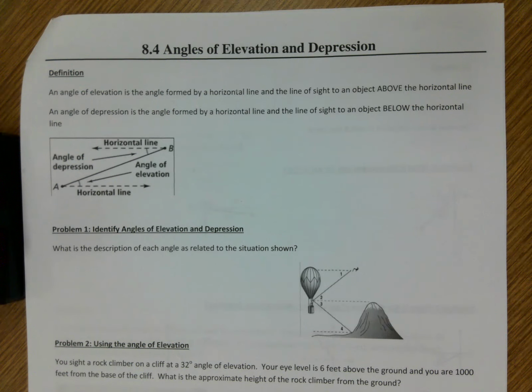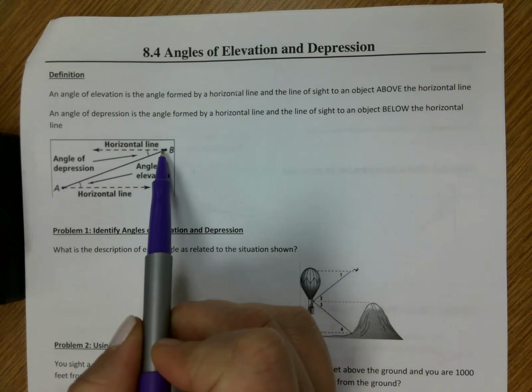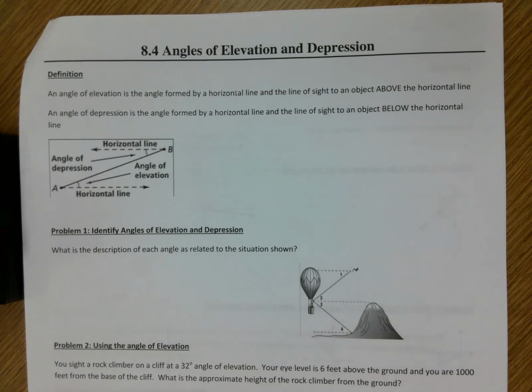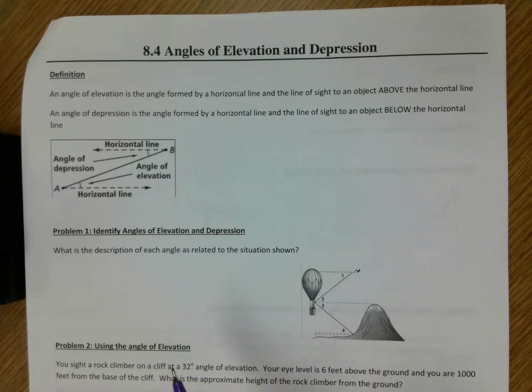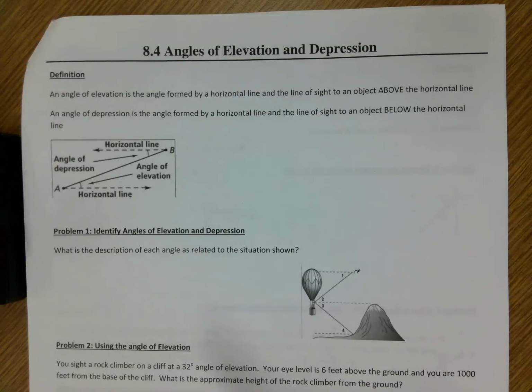Section 8.4. We're going to talk about angles of elevation and angles of depression. Whenever we talk about elevation and depression, there's always a straight line. Right now, wherever you are, if you're sitting up straight, you're looking straight ahead. That's your horizontal line. If you look up, that's an angle of elevation because you're moving up. If you're looking straight and now look down, that is an angle of depression.